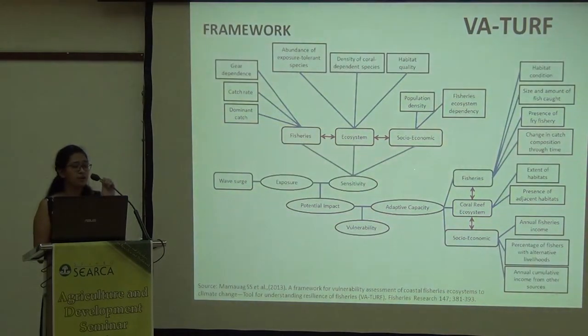So this is the framework of the tool. As I discussed earlier, it's based on the IPCC vulnerability framework. You can see here the exposure and sensitivity used to gauge the vulnerability. In this case, we will be using wave surge for exposure. And for sensitivity and adaptive capacity, I mentioned earlier that it considers three components that are interrelated to one another: fisheries, ecosystem, and socioeconomic. Within each component, there are criteria that I will be discussing shortly, about how to answer them.